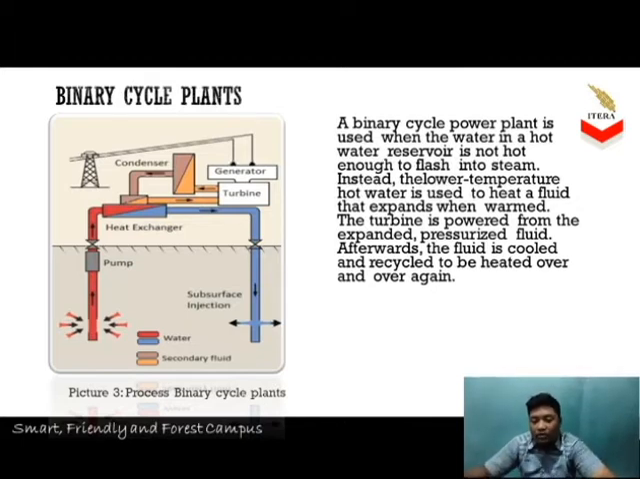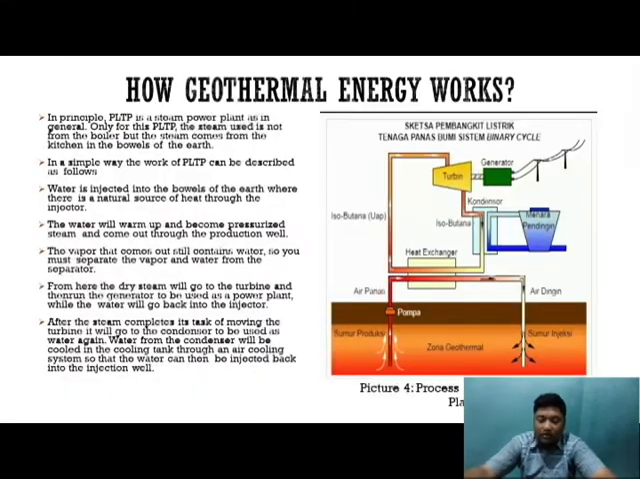Instead, the lower temperature hot water is used to heat a fluid that expands when warm. The turbine is powered from the expanded pressurized fluid. Afterwards, the fluid is cooled and recycled to be heated over and over again. Look at how the binary cycle plant process works.